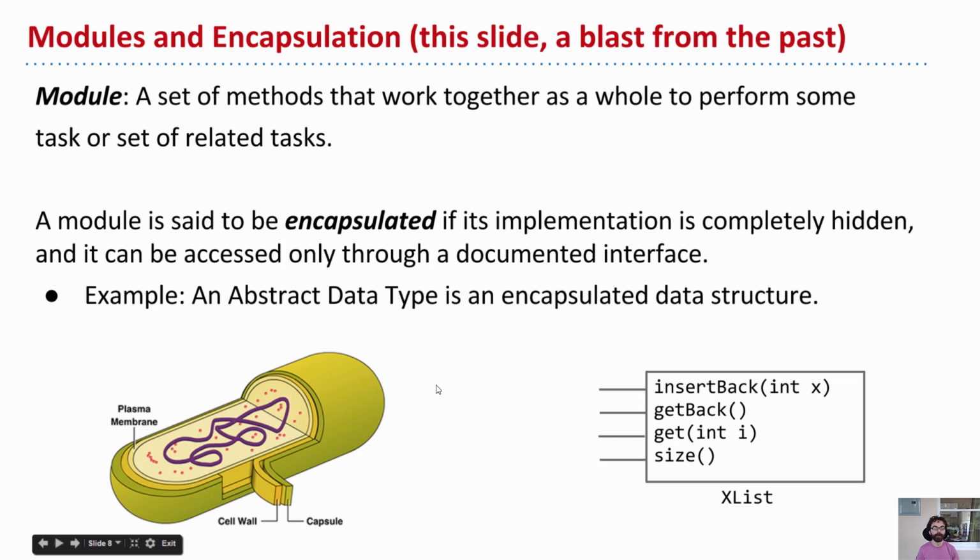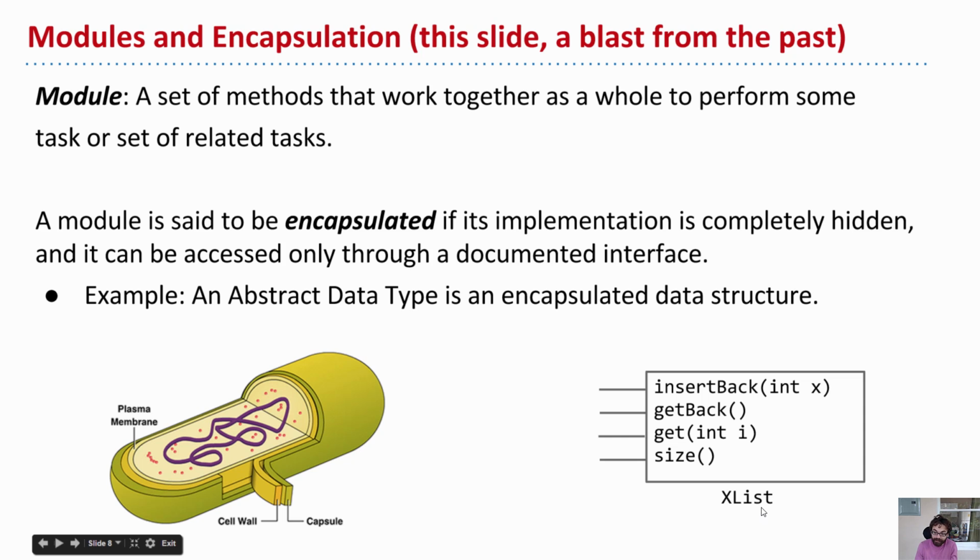Another idea we talked about was the notion of modules and encapsulation. This is actually just a slide from before. But remember that a module is a set of methods that work together to perform some task or some set of related tasks. Like, for example, a renderer for Project 2. And so we'll say that a module is said to be, again, encapsulated if its implementation is completely hidden and you can only access it through some nicely documented interface, right? So if we have an abstract data type like a stack or a map, it is encapsulated. You can't see all the goodies inside. You can just use the features that it gives you.